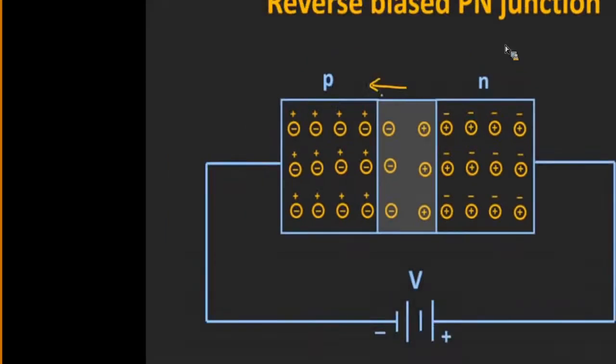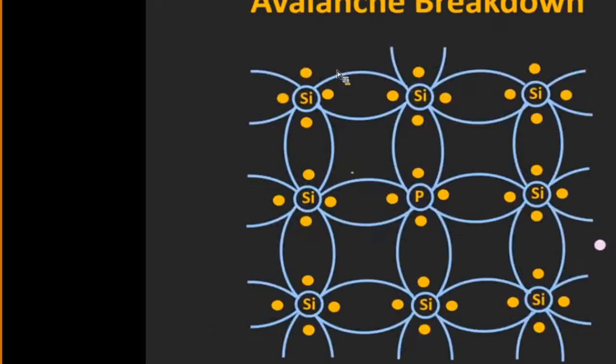Next, if it is a reverse bias junction, the current flow is from N to P. That is due to the minority charge carriers. The minority charge carriers are moving from this side to this side. That's why the reverse saturation current is flowing from N to P. In forward bias, the majority current is flowing from P to N. In the reverse bias junction, the minority current is flowing from N to P.